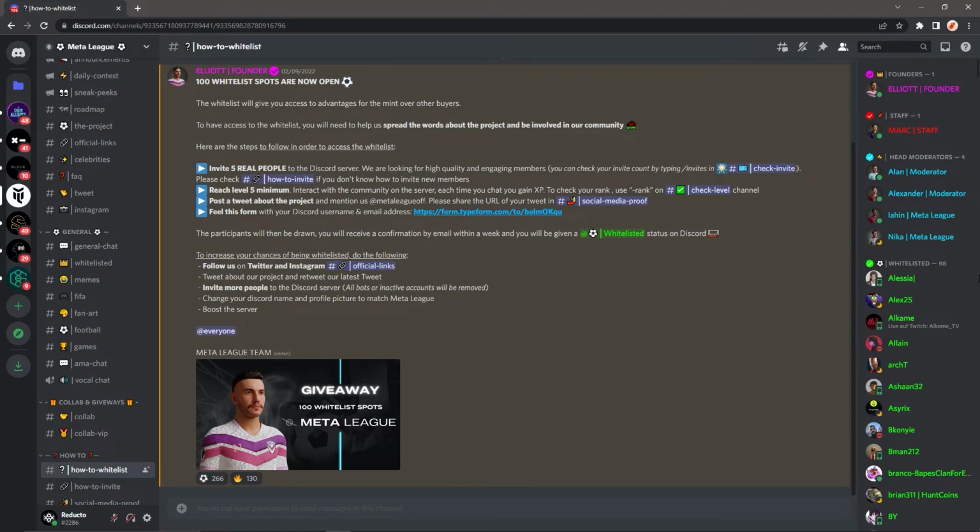There are different conditions you have to take into account for each different project. So for example, Meta League project wants you to invite 5 real people to the Discord server, reach a level 5 minimum, post a tweet about the project and fill the form. But it differs when you join different projects' Discord servers. So first step is to check their how to whitelist channel and do as they say.